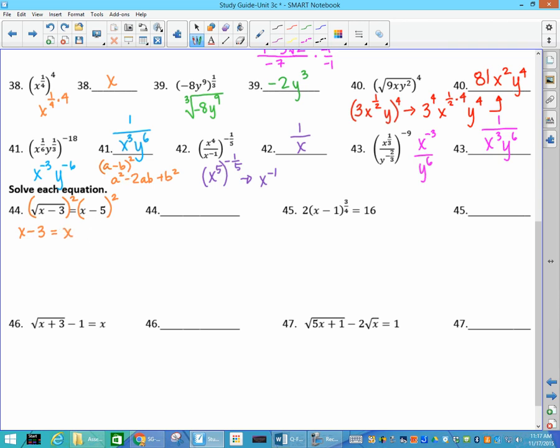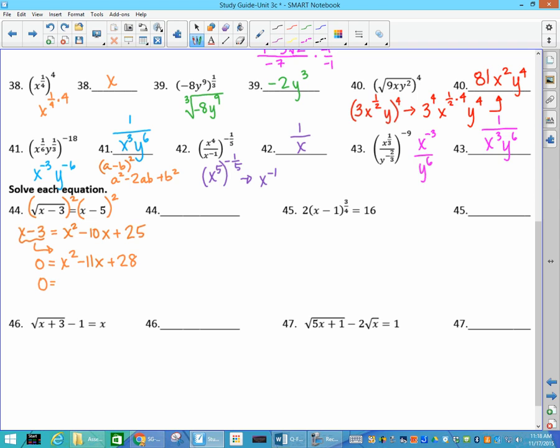So I square the first term, multiply them together times 2. So x times 5 is 5x times 2 is 10x. I don't change that sign. And then I square the last term. 5 squared is 25. I have my quadratic. So I'm going to take everything to one side like we've been doing. 0 equals x squared minus 10 minus 1 is minus 11x. 25 plus 3 is 28.